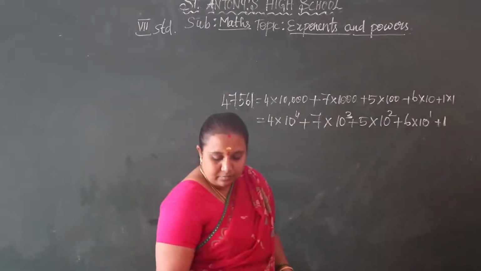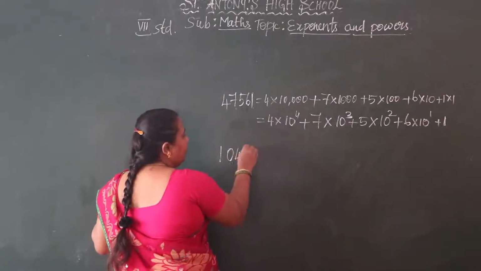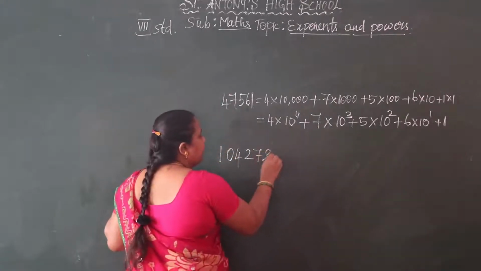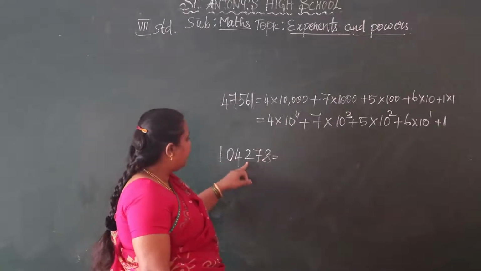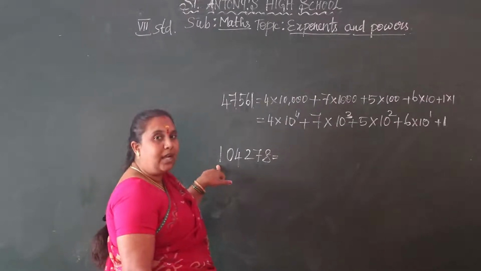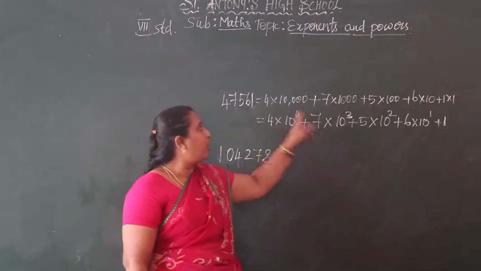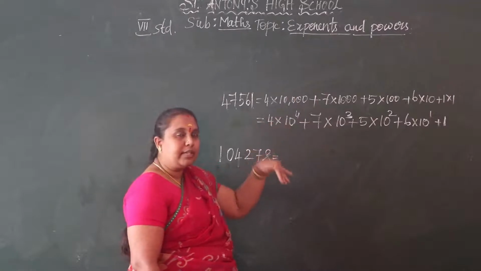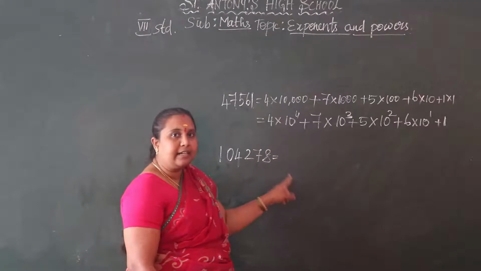See here, 1,04,278. It is also given in your textbook. Here we have ones, tens, hundreds, thousands, 10,000s and lakhs. We have to expand it directly in exponential form, not in the place value form. So we try to expand based on the exponential form directly from the given number.